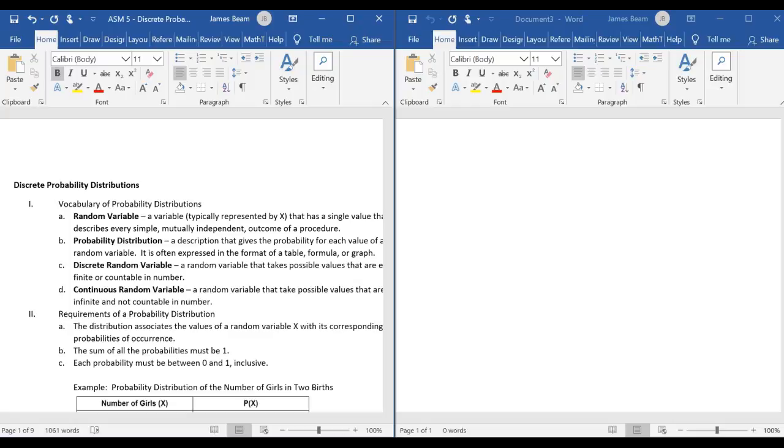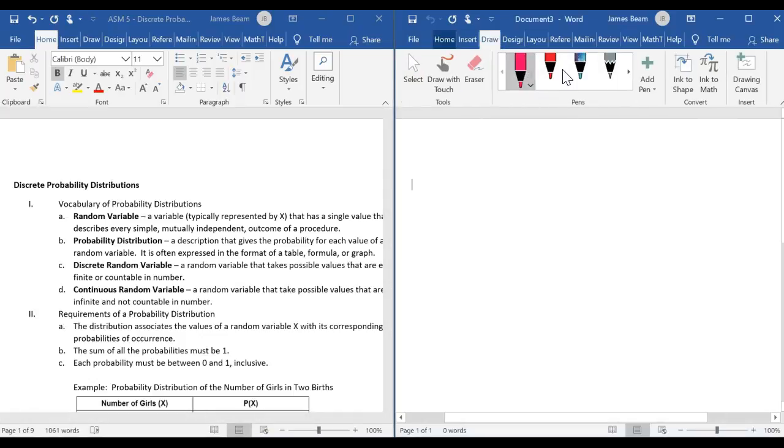Okay, so this is the fifth asynchronous session. At this point, we should have just met on the 15th of July. So we're going to look at how we do discrete probability distributions.